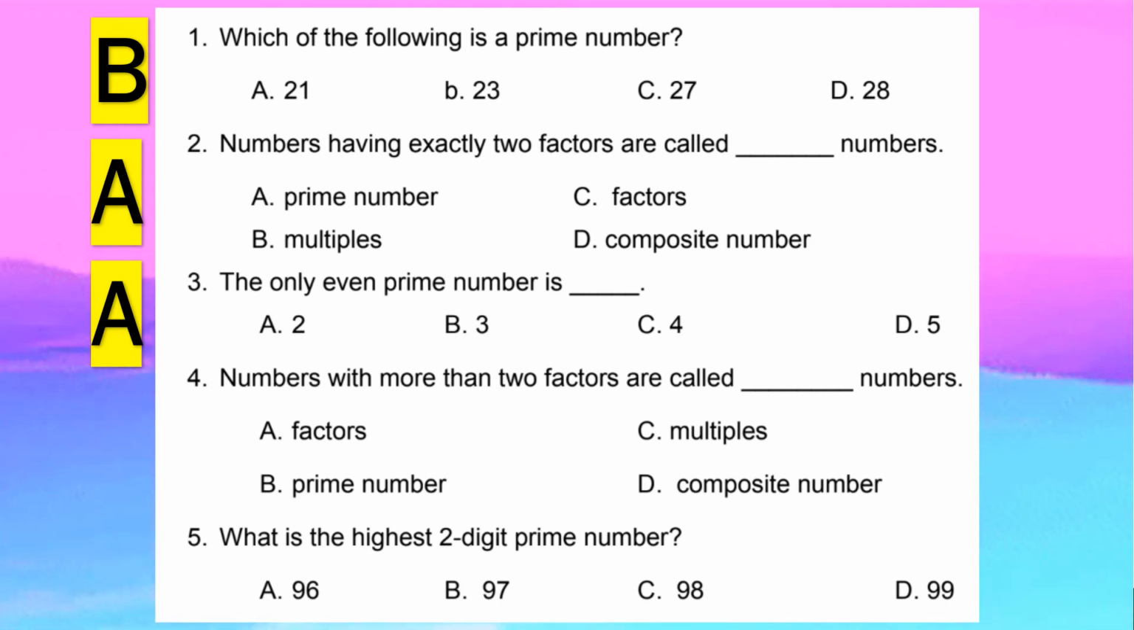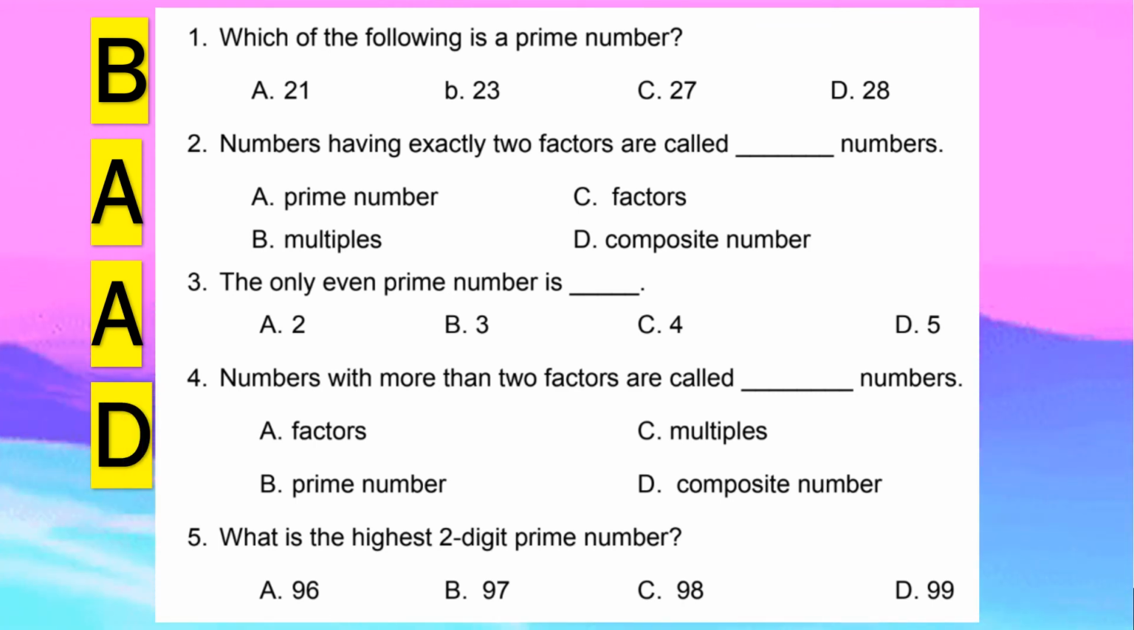Okay. For number 4, numbers with more than 2 factors are called blank numbers. Is it A, factors, B, prime numbers, C, multiples, and D, composite number? Good job! It's composite number, so that is letter D.